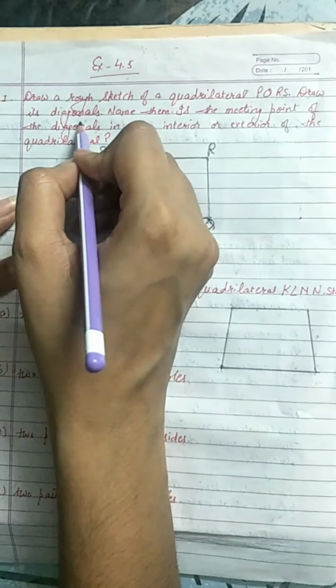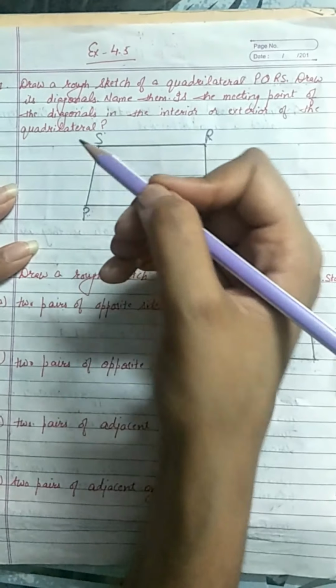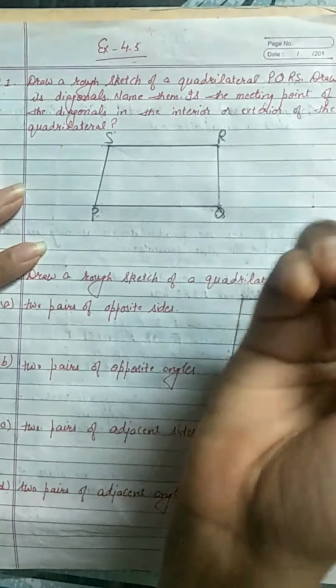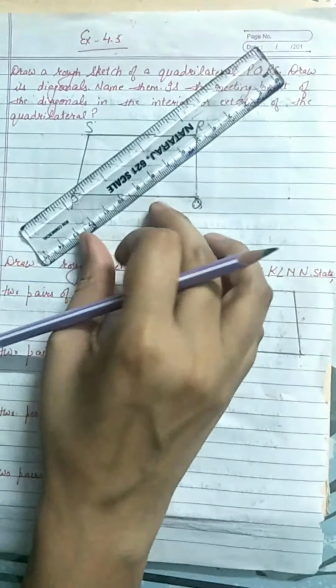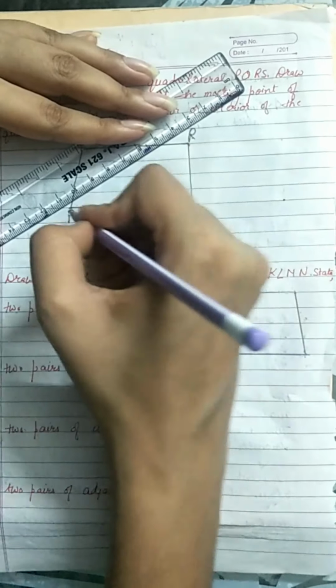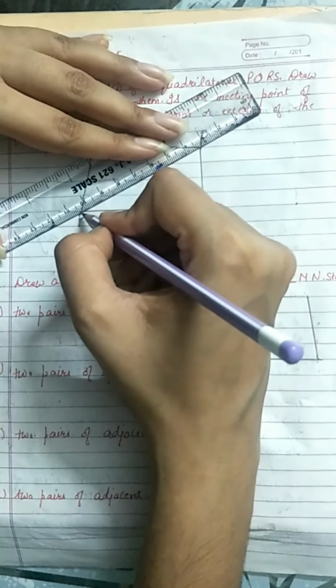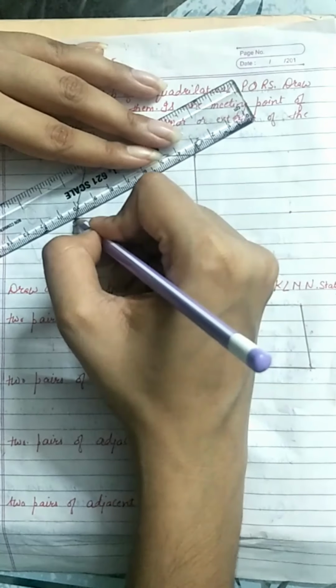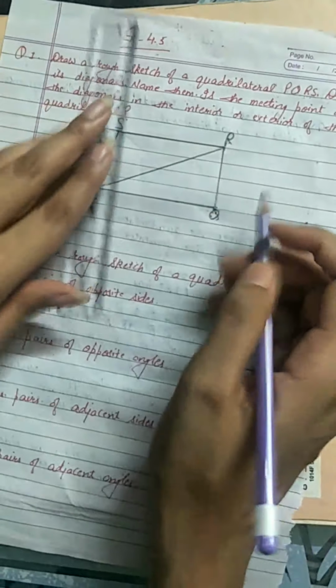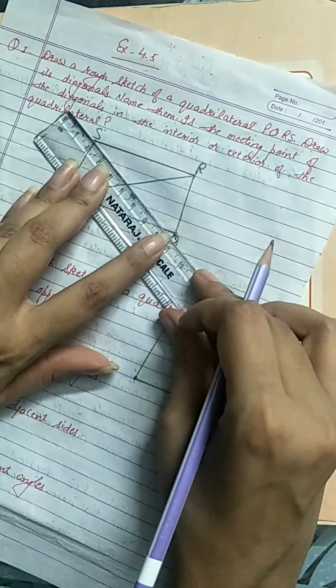Draw its diagonals. What are diagonals? When we join the opposite vertices, we get diagonals. So here we will join the opposite vertices. You can see this P and R are opposite vertices. So we will join like this. This is the first diagonal. Now you can see S and Q are opposite vertices. Now join these vertices.